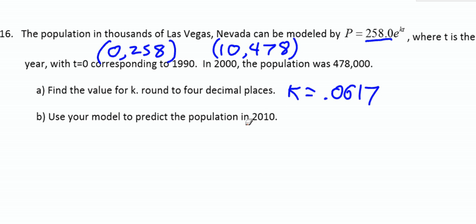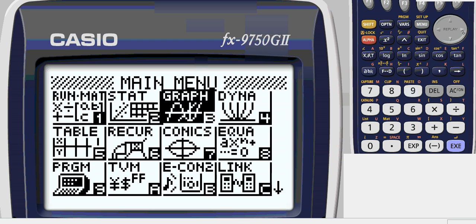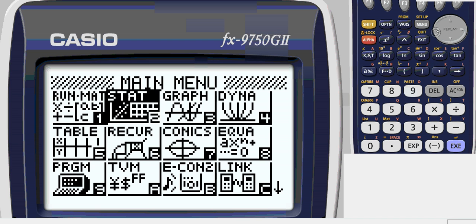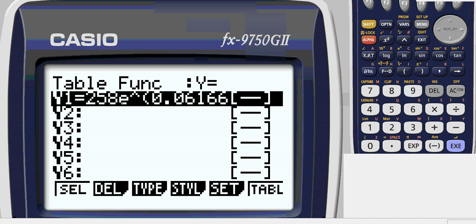Use the model to predict the population in 2010. That means we're entering 2010. That's 20 years after 1990, so T equals 20. The easiest thing to do for me would be to hit copy and paste it into our graph. So now I can go to graph or table. There's the equation we were just talking about, 258 e to the 0.06166 and so on.